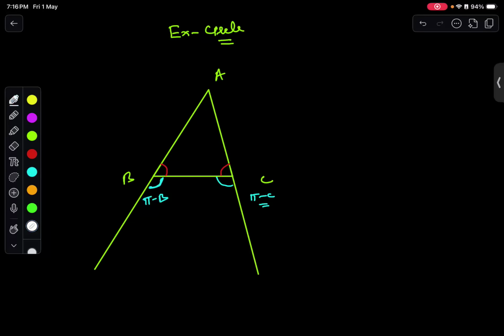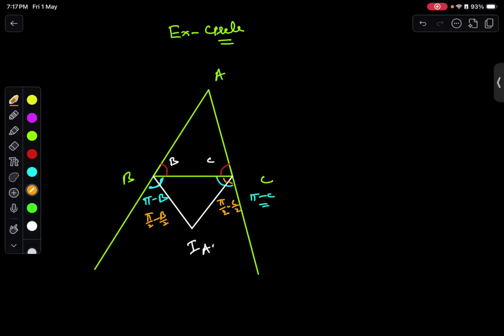If I go with the external angle bisector of B and C, they will intersect at a point. This is known as the excenter opposite to the vertex A. This is C, this is B, and this complete angle was pi minus C. So if this is the angle bisector, both the angles are pi by 2 minus C by 2, and both the angles are, in this case, pi by 2 minus B by 2.